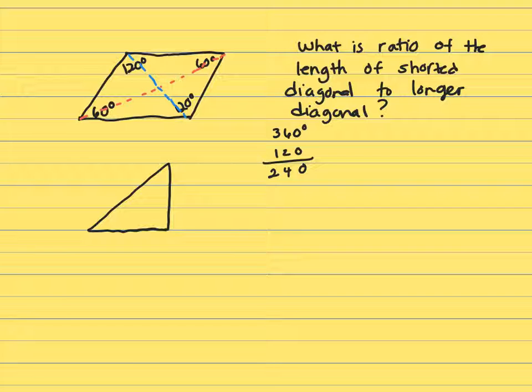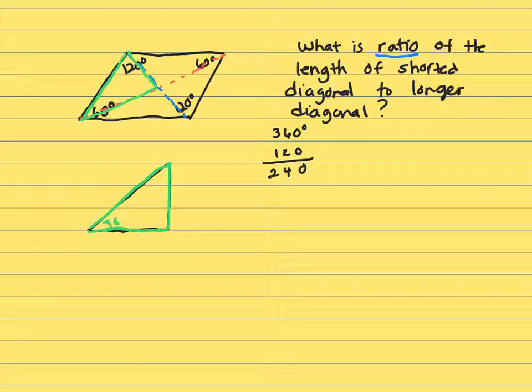And we're trying to find the ratio, which is a fraction, of the length of the short diagonal to the long diagonal. All right. So, what I've done, take this triangle. All right. And I've put it here. All right.